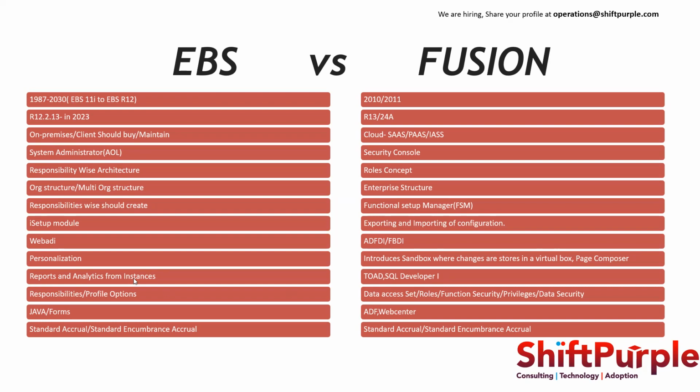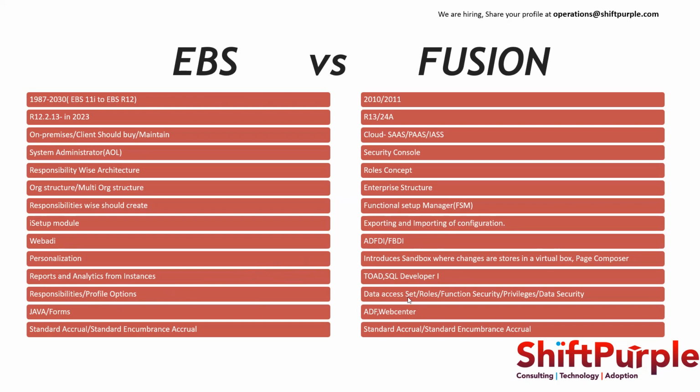Reports and analytics from instances, so this is a miss. It should come from this side and should come here: EBS has Toad, SQL Developer, and reports and analytics, which we get from the instance itself. As we discussed, it has responsibilities and profile options.